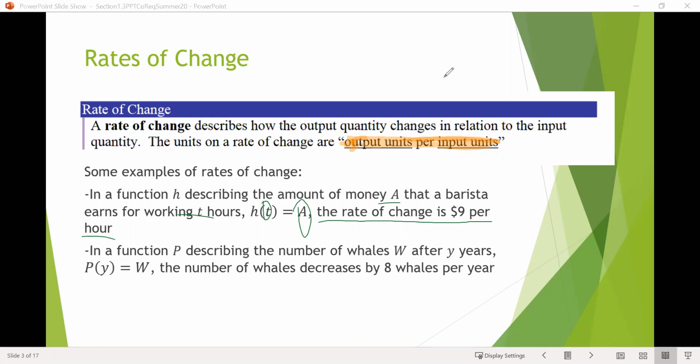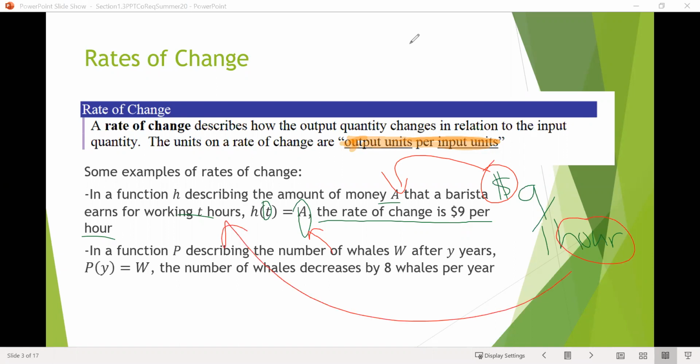Okay. So first of all, we can take a rate like something like $9 per hour, and we can write it as a fraction. So that really is the same as $9 over 1 hour. And notice in this case, the top units, the dollars, those relate to the A values, the amount of money, which are the outputs. And the units in the denominator, the hours, those relate to the t values, which are the inputs, right? So we see it's output units per input units. And again, it's telling us for each change in the input, so for each change in hours, how much the output in dollars is changing. So $9 per hour.